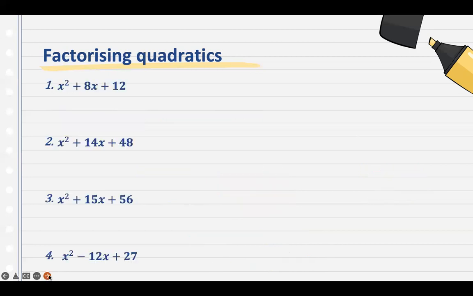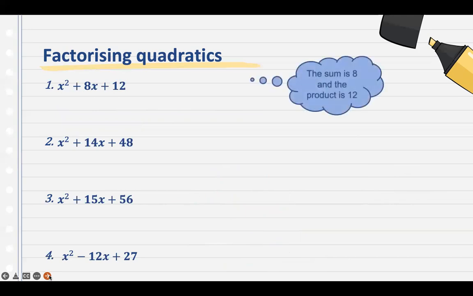All right, so pause the video and have a go. In the first example, the sum is 8 and the product is 12. So what two numbers sum to make 8? Product is 12. Well, the only answer that could be here is x plus 6 and x plus 2. 6 add 2 is 8. 6 times 2 is 12.